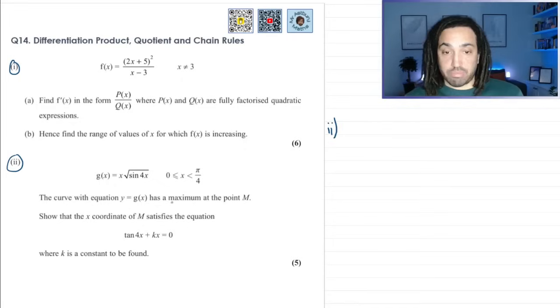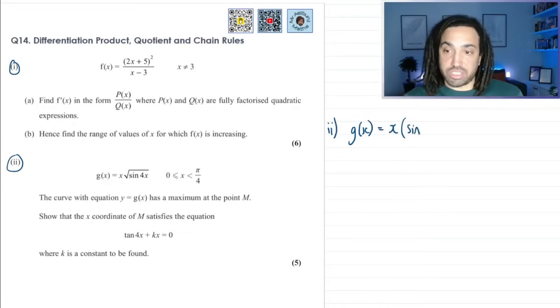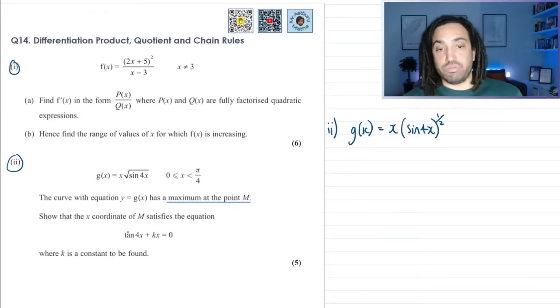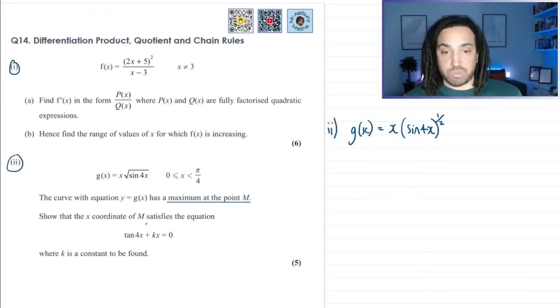So we've got a completely different function, which is g(x) = x (sin 4x)^(1/2). And it's asking us, it says there's a maximum point at M. So we need to find the x-coordinate of M, so we need to solve the derivative equal to 0 basically to find the maximum. So we need to use the product rule here.